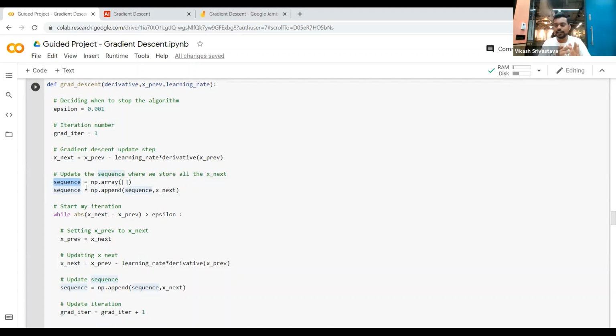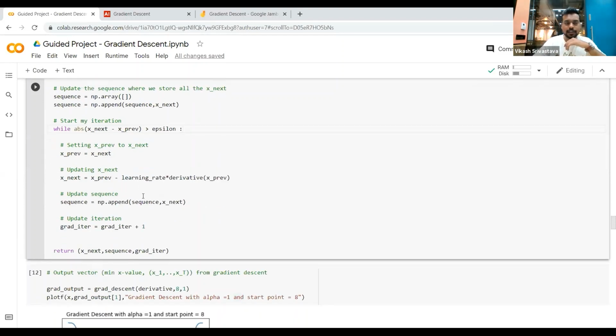Now what I'm doing is creating an array which I'm calling sequence, and this sequence will store all the x's that we get at each iteration. Because we want to see which x's we are getting, right? So essentially I'm creating an empty array here, and here I'm appending x next first. So this is for the first iteration.